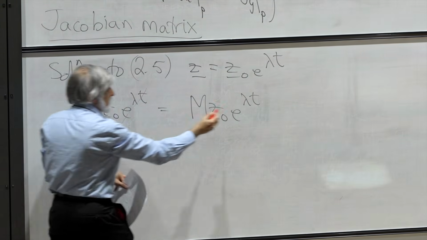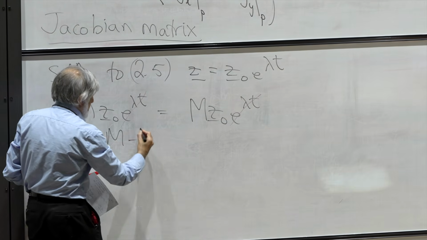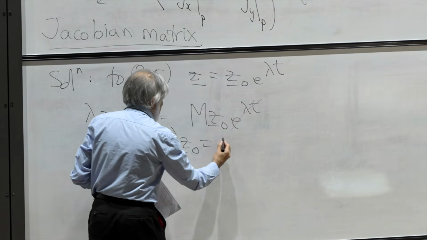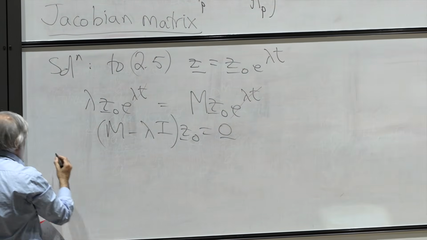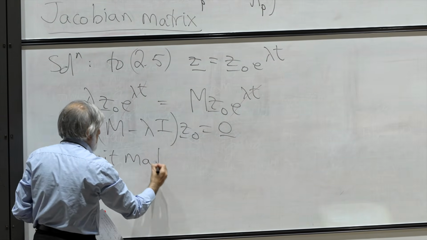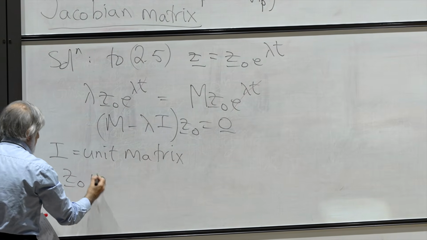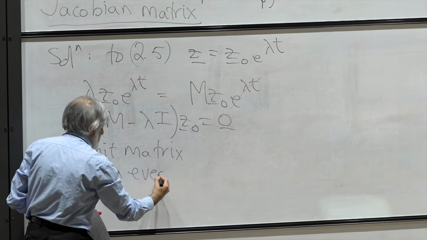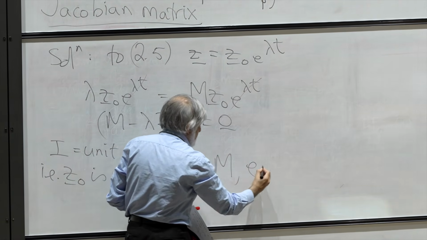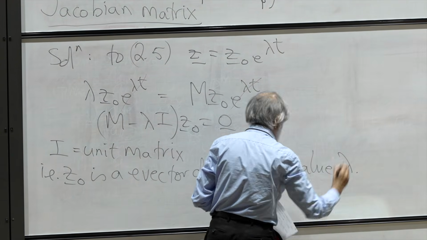So these cancel. And so we've got m minus lambda I, z0 equals 0, where I is the unit matrix. So in other words, z0 is an eigenvector of m with eigenvalue lambda. Okay?